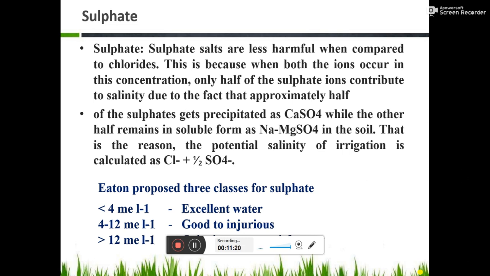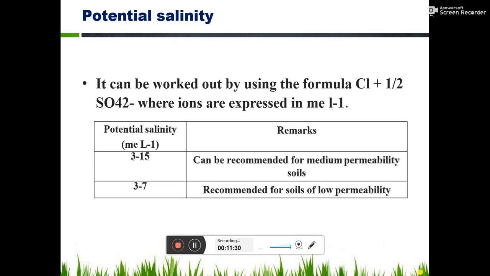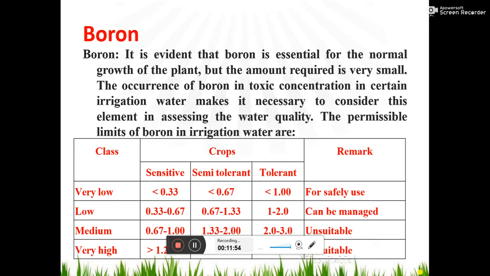While if the value is more than 12 milliequivalent, the water is considered to be injurious or harmful for irrigation. Then potential salinity can be worked out by using the formula chloride plus half of sulfates, where ions are expressed in milliequivalent per liter. If the potential salinity is between 3 to 15, it can be recommended for medium permeability soils, and if the value is between 3 to 7, it is recommended for the soils of low permeability.